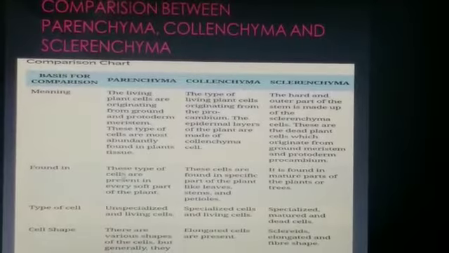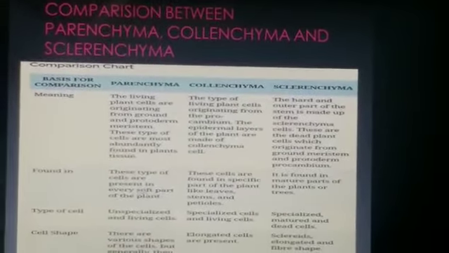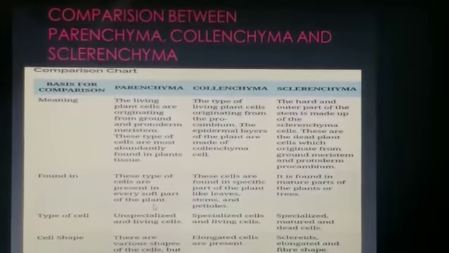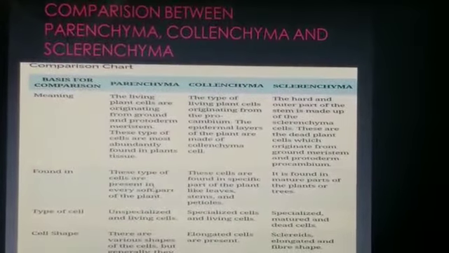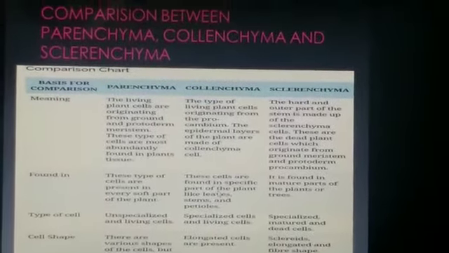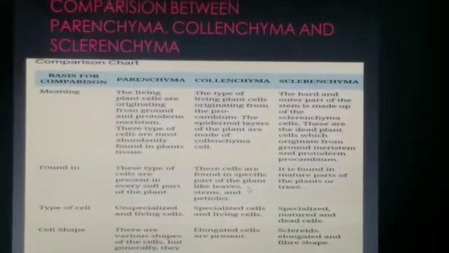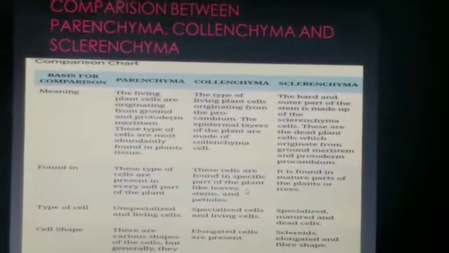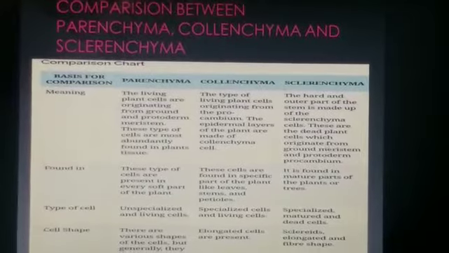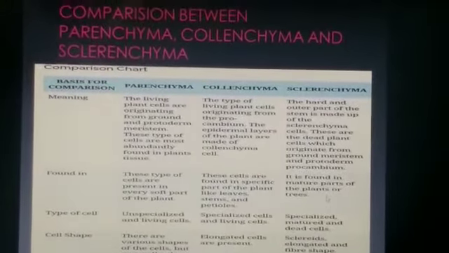Where are the parenchymatic cells found? They are present in every soft part of the plant. Collenchymatic cells are found in specific parts of the plant like leaves, stems and petioles. Sclerenchyma is found in the mature parts of the plants.